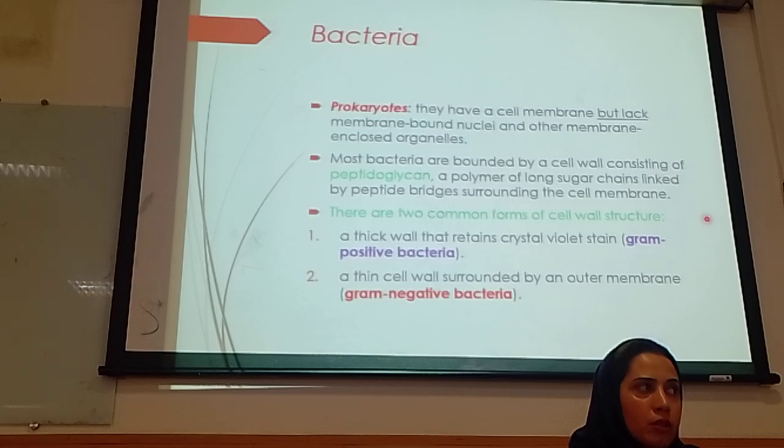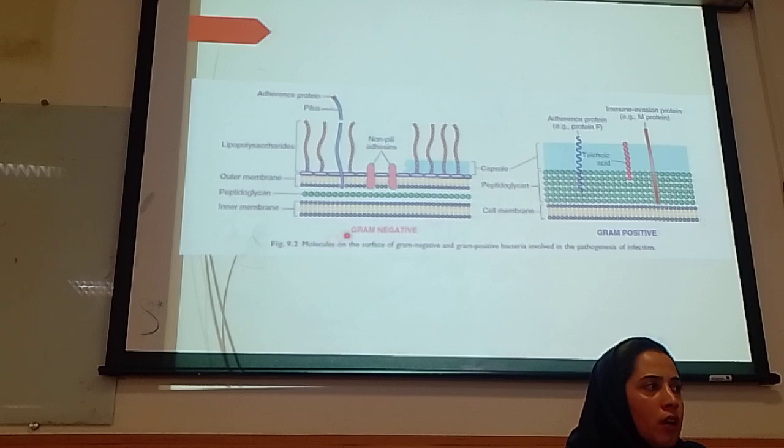Bacteria are prokaryotes. They have a cell membrane, but they lack membrane-bound nuclei and other membrane-enclosed organelles. They have a cell wall. And the difference in their cell walls causes different staining with gram staining. Bacteria are either gram positive or gram negative. Gram positive bacteria have a thick cell wall. They retain the crystal violet stain, and the gram negative ones cannot. Here are the structures of these two types of bacteria.